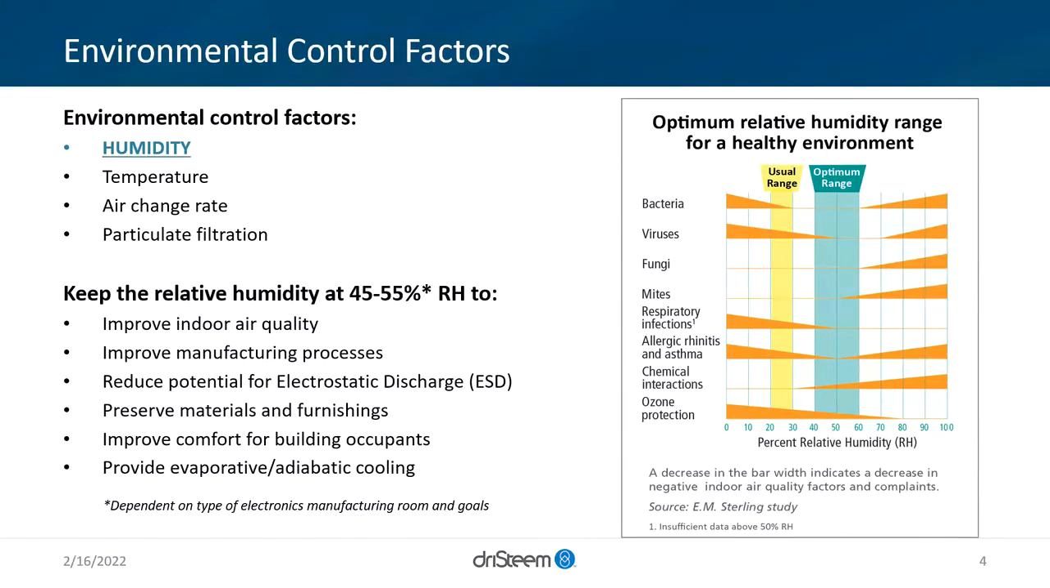And obviously, there's two ends of the spectrum when we talk about the process. Too low, we're at risk for electrostatic discharge, which is the next bullet point. If we go too high, if we have too much moisture, either naturally or we overshoot with humidification equipment, there's potential corrosion on different metals in the process. Another thing when we have good control is preserving materials and furnishings, and then improved comfort for the building occupants.